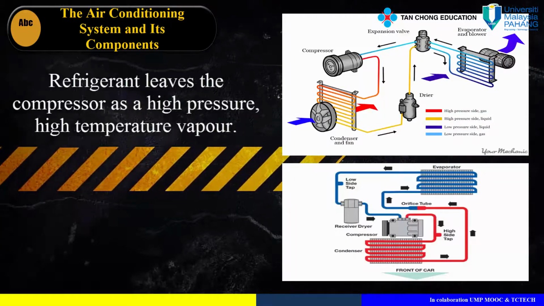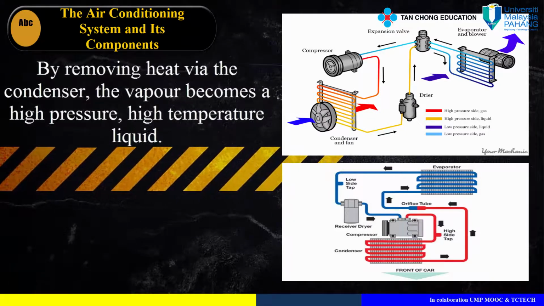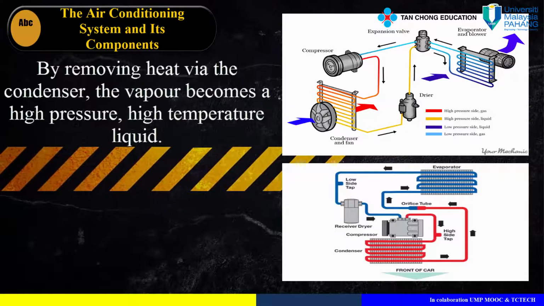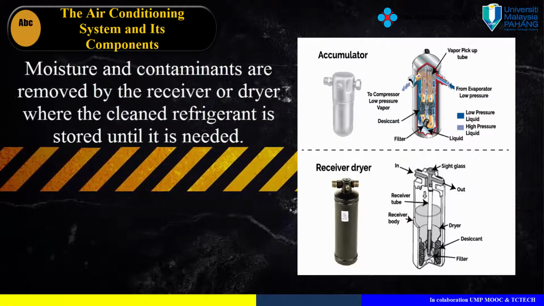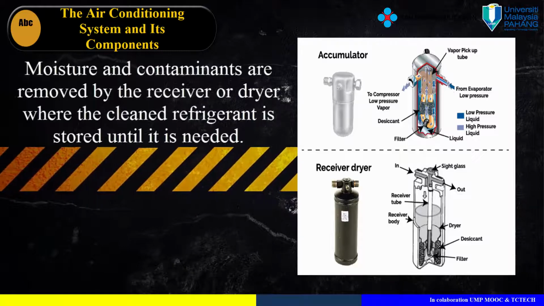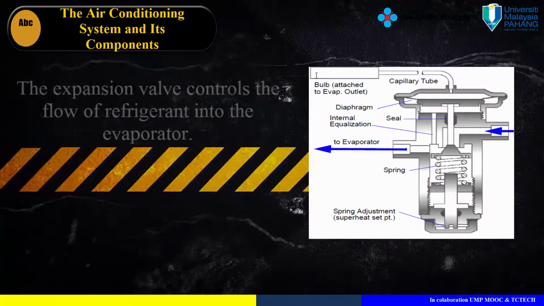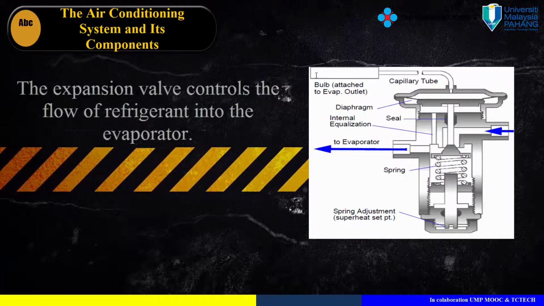Refrigerant leaves the compressor as a high-pressure, high-temperature vapor. By removing heat via the condenser, the vapor becomes a high-pressure, high-temperature liquid. Moisture and contaminants are removed by the receiver, or dryer, where the cleaned refrigerant is stored until it is needed. The expansion valve controls the flow of refrigerant into the evaporator.